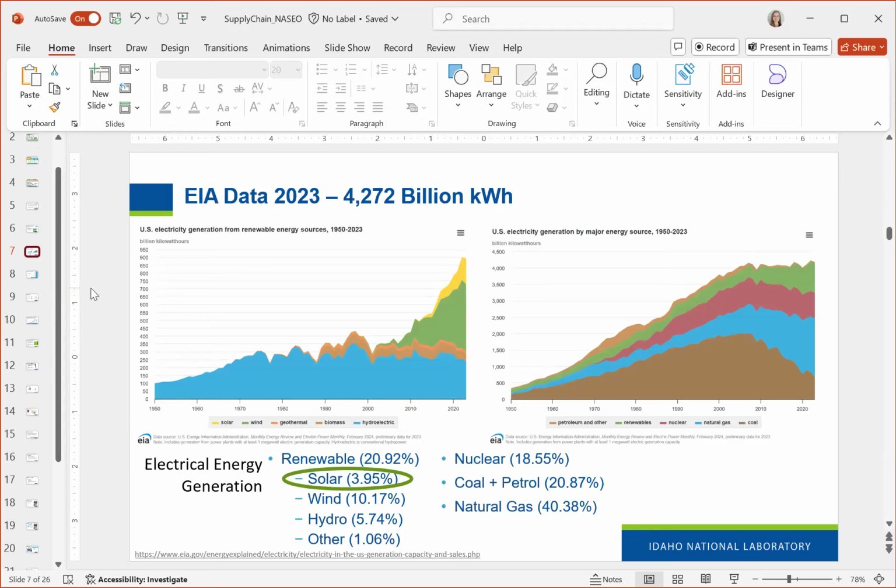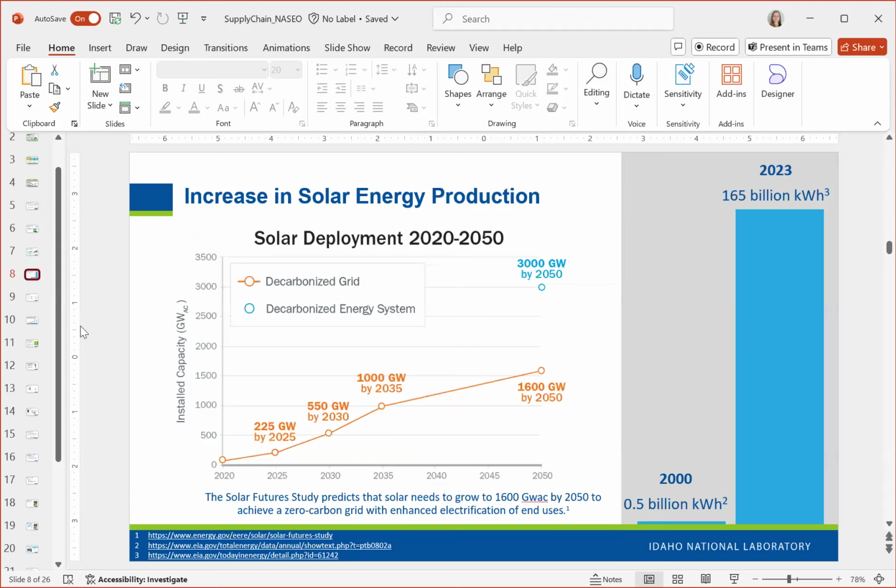Solar is currently sitting at about 3.95% based on 2023 EIA data. And we've got goals to increase to much higher levels by 2035 and 2050. These goals are fairly aggressive. The ones that I'm showing here are for the needs for a zero carbon grid with enhanced electrification. The baseline targets are a little bit lower than this.